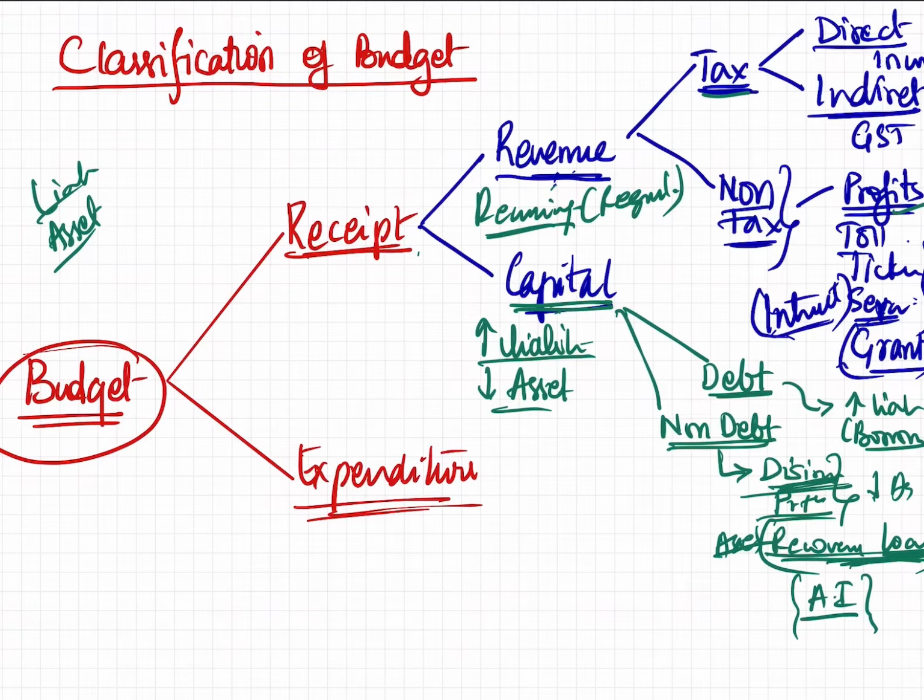Whereas taxes, it will keep collecting. Profits, it will keep getting. Tolls, it will keep getting. Interest, it will keep getting. So therefore, revenue receipts are usually recurring, whereas capital is not recurring. I hope this is clear. This is how we classify the receipt part of the budget. So receipt: revenue receipt and capital. Revenue: tax and non-tax. Tax: you have direct tax and indirect tax. Capital: debt creating and non-debt creating capital receipt.